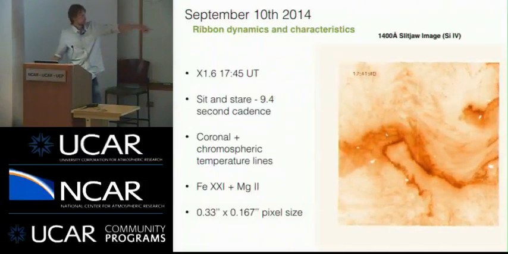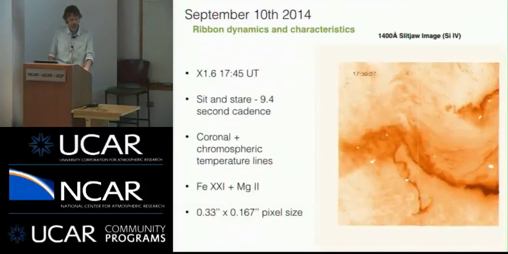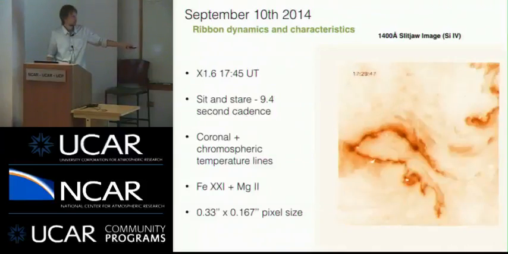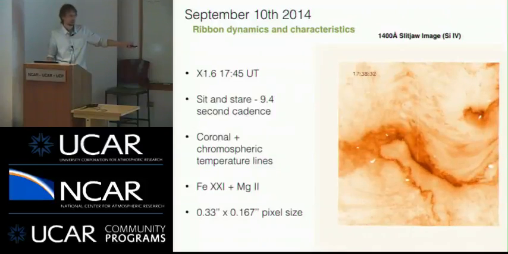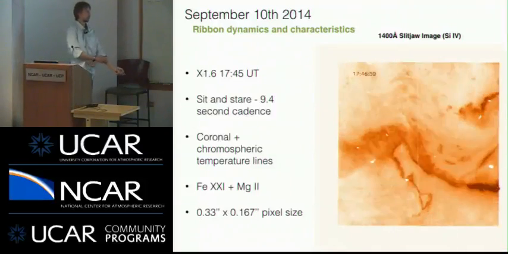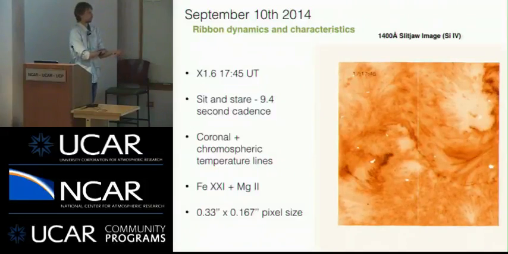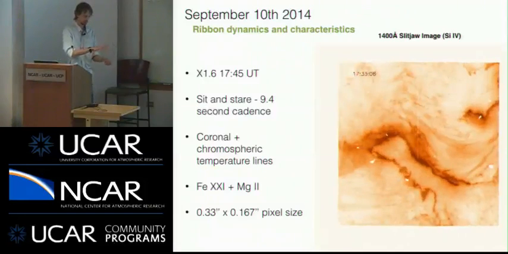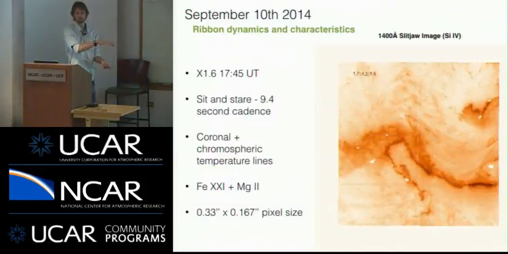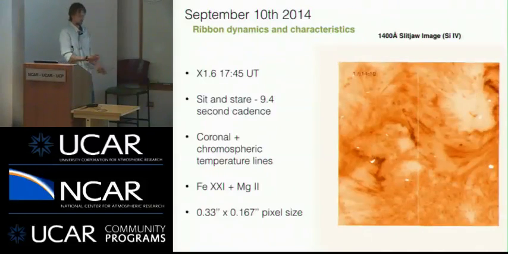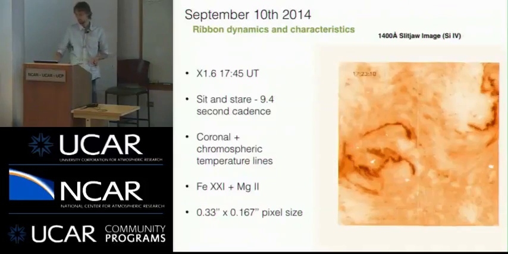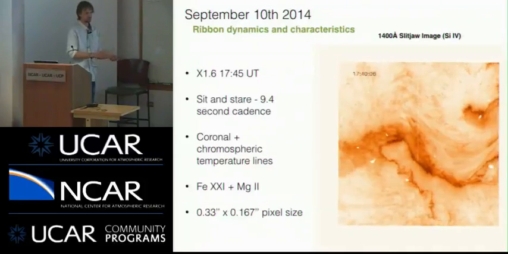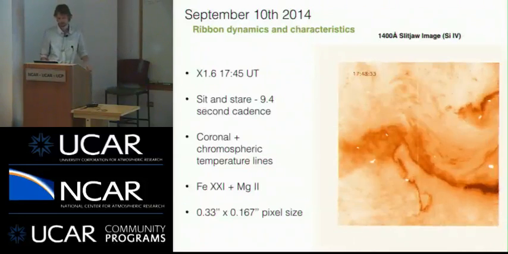Here the slit position is just in the center of this image, and as the ribbon evolves during the impulsive phase, you find it brightens all the way along the slit here in the center. The great thing about IRIS now is that we have the magnesium and coronal lines. So we have iron 21 and magnesium 2. This is the top and bottom of the temperature range of IRIS, and we have it simultaneously, so there are no pointing problems with other instruments. You can have both of these at the same position every 10 seconds, or 9.4.